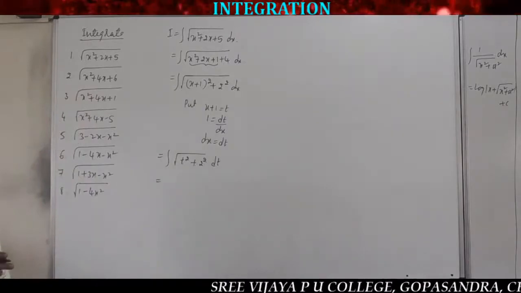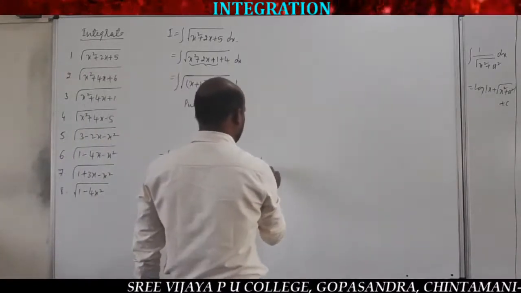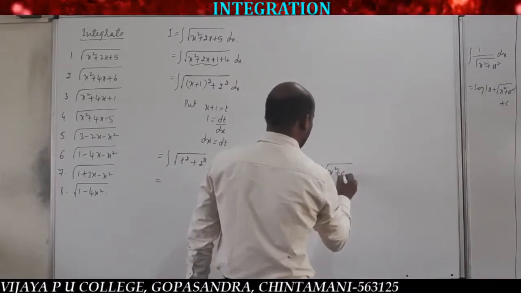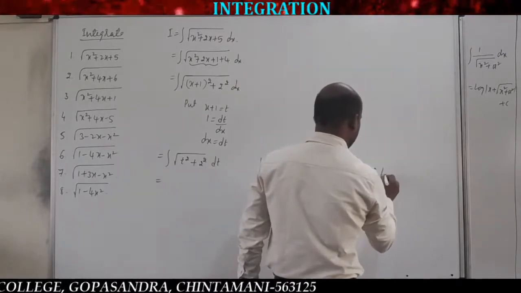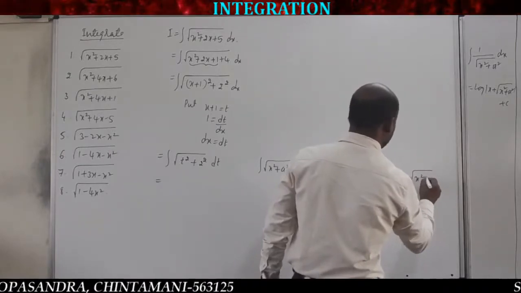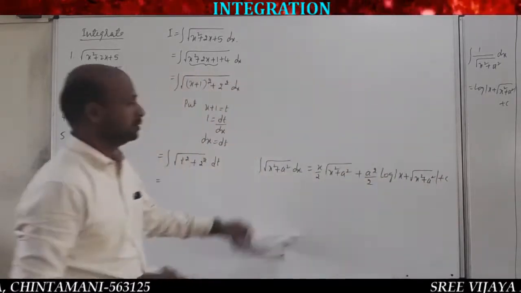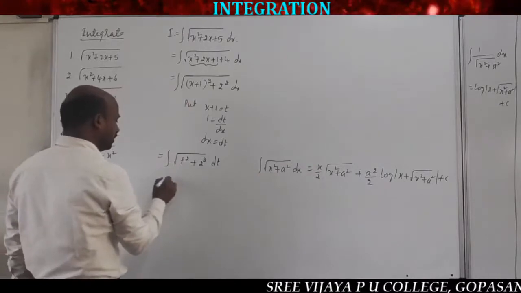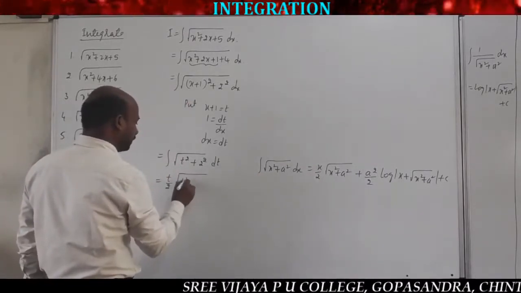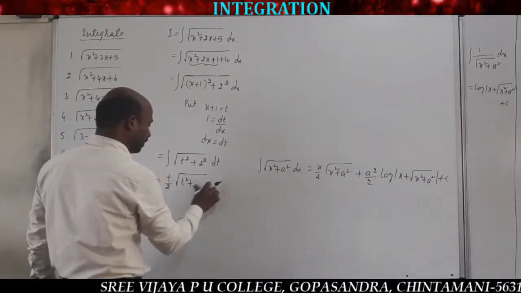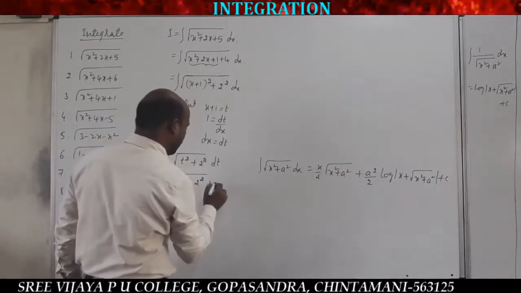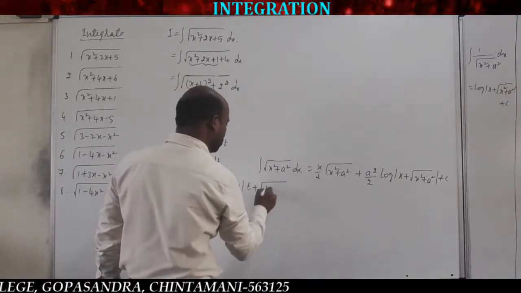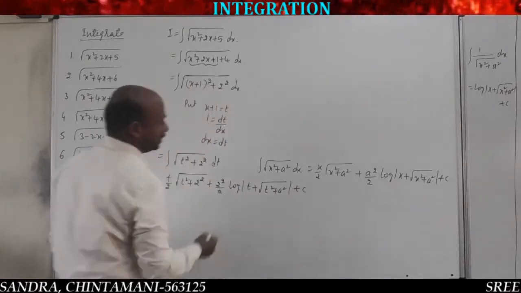The integral of root of x squared plus a squared with respect to x is equal to x by 2 root of x squared plus a squared plus a squared by 2 log modulus of x plus root of x squared plus a squared plus c. So apply this formula. In the place of x, it is t. So this is t by 2 root of t squared plus 2 squared plus a squared by 2, that is 2 squared by 2, log of modulus of t plus root of t squared plus a squared plus c. The formula has the modulus.